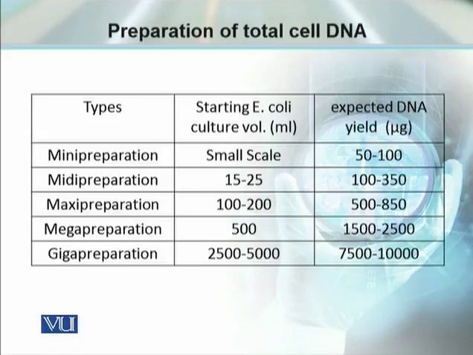As the sample size increases, meaning the volume of the bacterial culture which you are using increases, the quantity of DNA which is going to be produced is going to increase, and we have to decide, keeping in view the volume of the bacterial culture, which method to employ: the midi, maxi, mega or giga preparation. The giga preparation can isolate the DNA from 2.5 to 5 liters of the culture media, and the expected yield comes up to 7.5 to 10 milligrams DNA per milliliter.